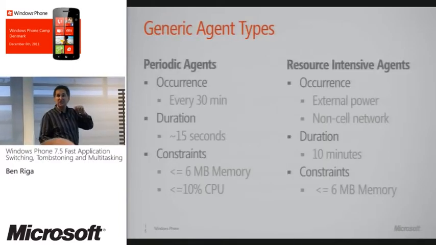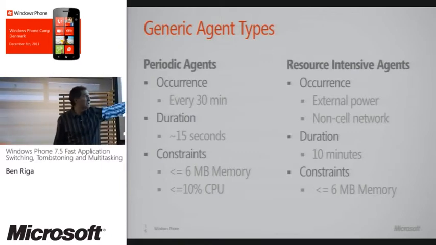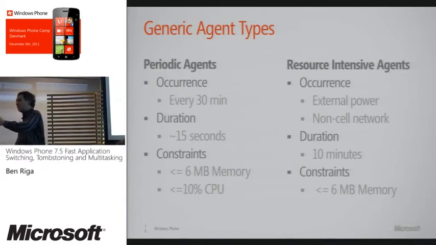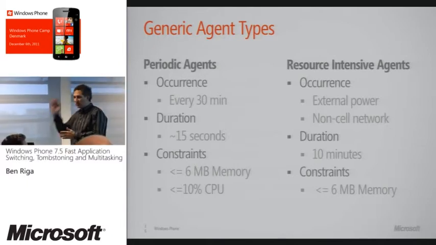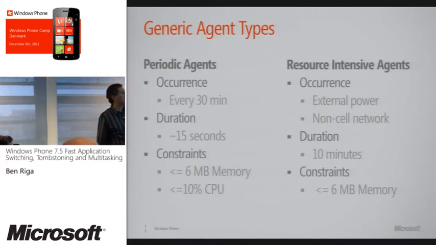There are two different kinds of scenarios. There's the periodic agent and the resource-intensive agent. The periodic agent basically occurs every 30 minutes on average. It's not every 30 minutes exactly. It might be 27, it might be 33, it might be 40. It varies, right? But on average, it's going to be about every 30 minutes.